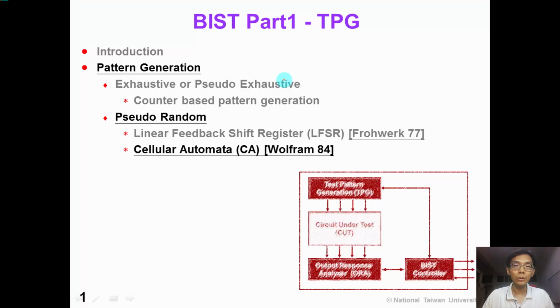Dear classmates, welcome to the BIST lecture. In this video, we are going to introduce a second pseudo-random test pattern generator, the Cellular Automata, CA, which was proposed by Wolfram in 1984.